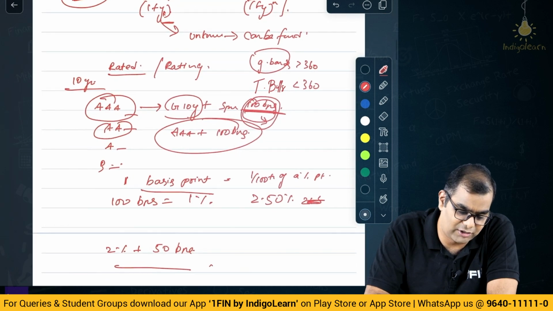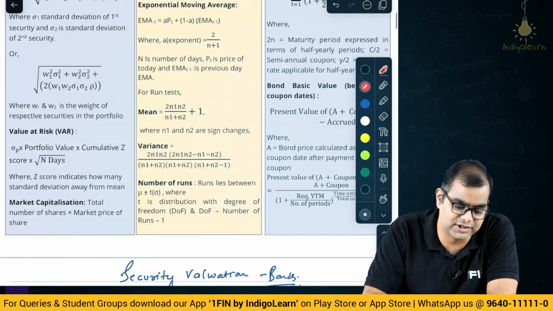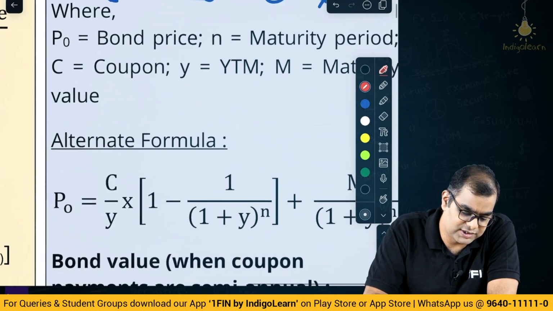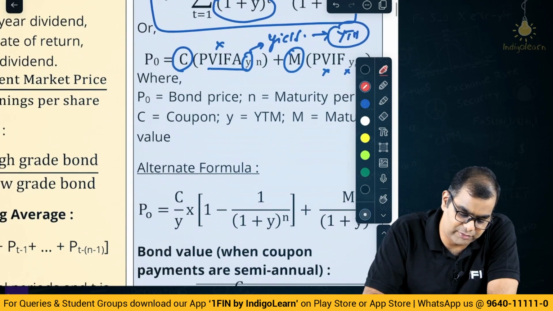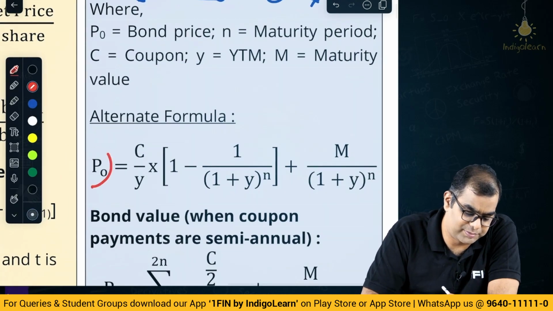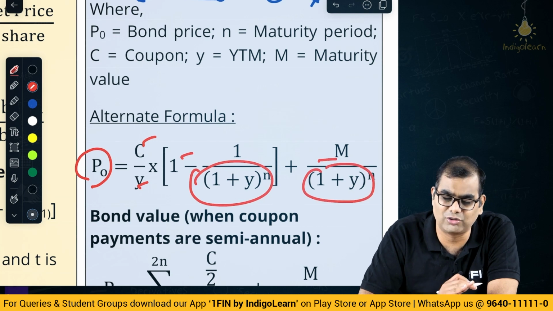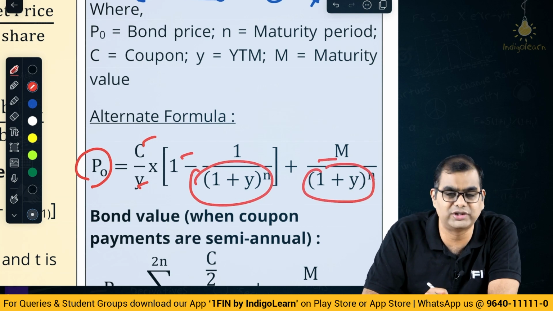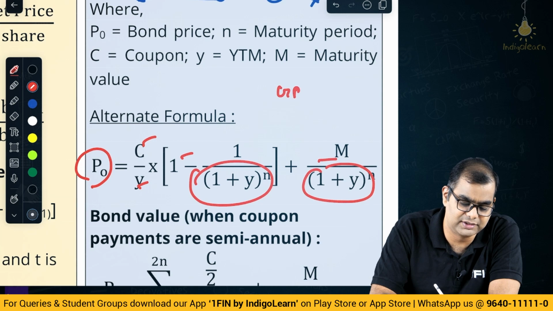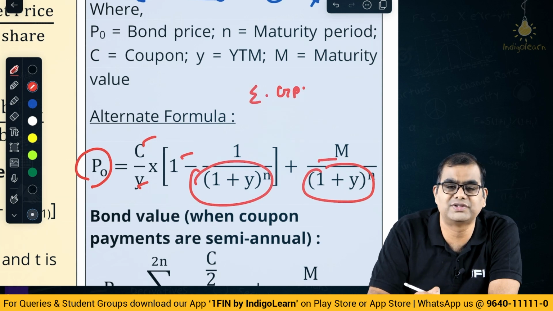Now, having understood how this is done, let us get back. Right. Now, what is the alternate formula? There is also an alternate formula, which is P0 = C/Y × (1 − 1/(1+Y)^n) + M/(1+Y)^n. Now, please don't unnecessarily complicate this. See, how this is arrived at is simple GP. Sum of GP. What is the sum of GP? a × (r^n − 1)/(r − 1).